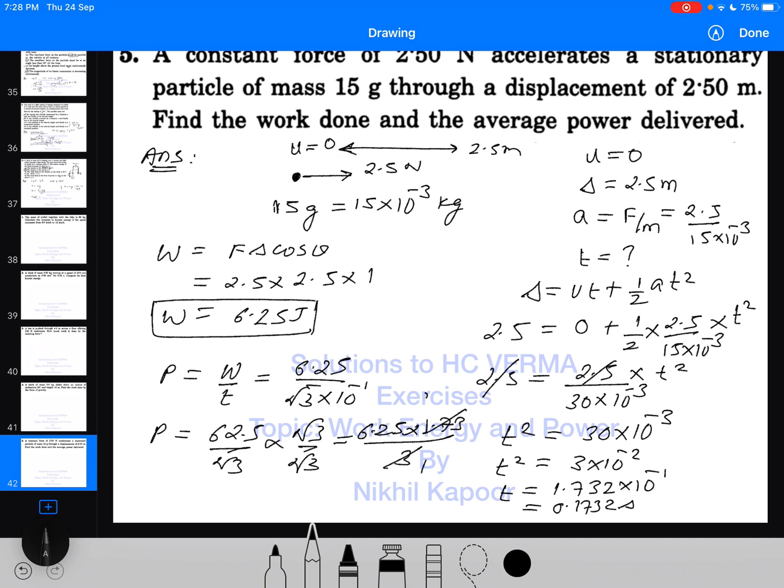So I can say here 3 5s are 15 and 3 7s are 21, approximately 0.57. So on multiplying this, you will get our power as 36.1 watt. And that is the answer to this question. Okay, thank you.